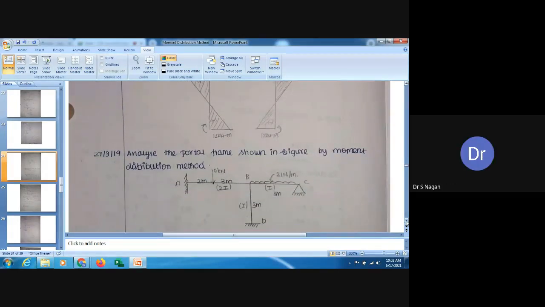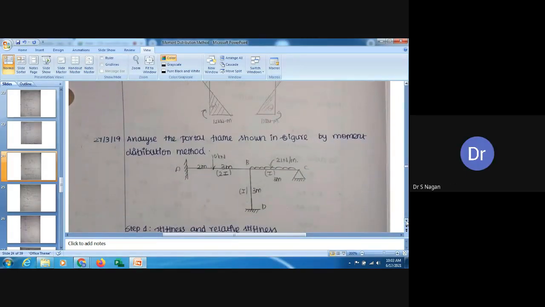Okay. Now, take down this problem. This problem will be a practice session for you. Please do it, so that this practice will help us in the next session. I'll be doing a portal frame with side sway. So there it will be very easy to follow it. That's why I asked you to do this. Please note down this problem, and I'll also support you during the calculations.